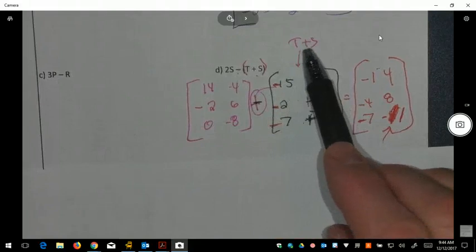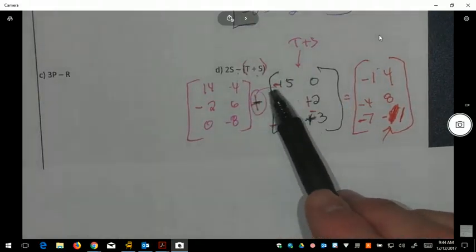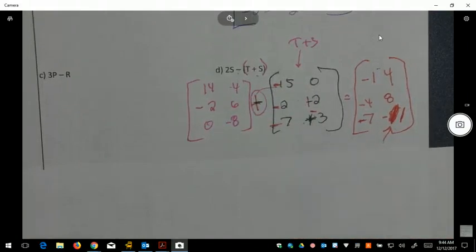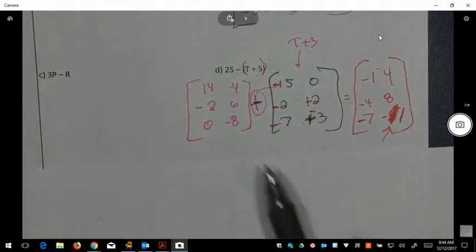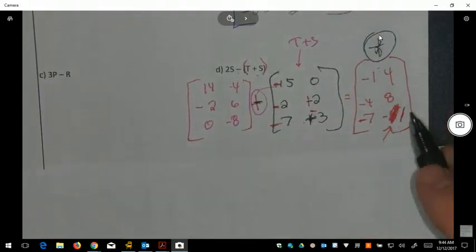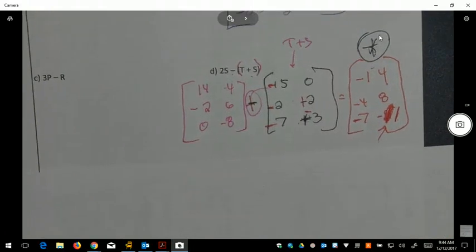The black was T plus S, and then I distributed the negative by changing the sign. So you see that in red, the sign was changed on all of what was T plus S. And then when you combine the elements that are in the same position, your final matrix is right here in red: -1, 4, -4, 8, -7, -11.